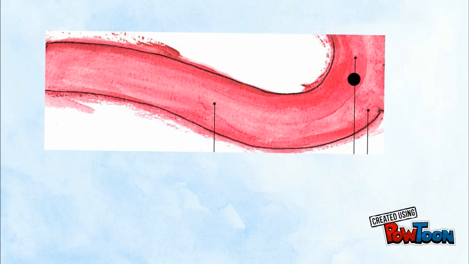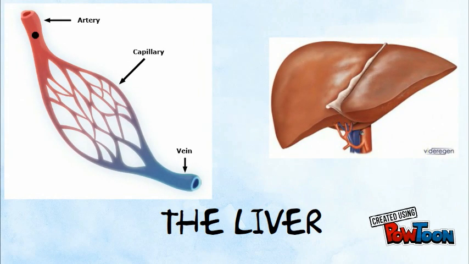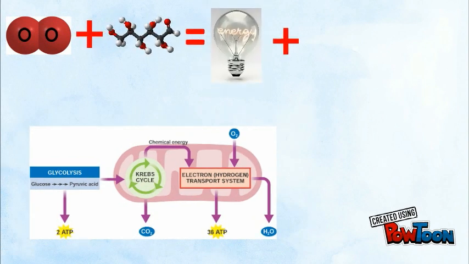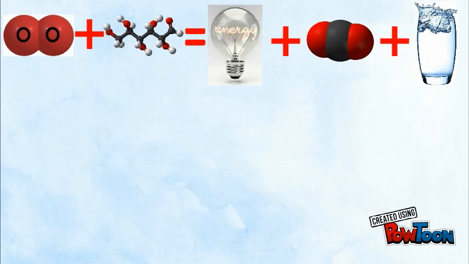Today, we are going to go to the liver. Once the oxygen molecule reaches the liver, it goes into the capillaries surrounding the liver, where it is then diffused into the liver cells. The oxygen molecule is then used in aerobic respiration with glucose to create energy as well as the byproducts carbon dioxide and water.